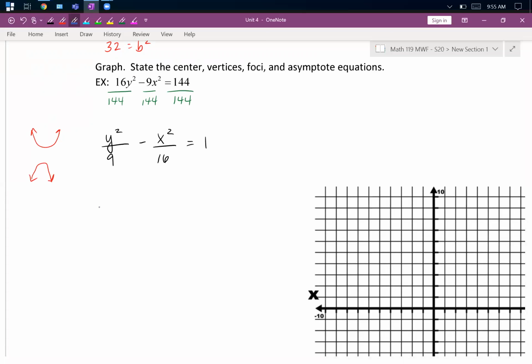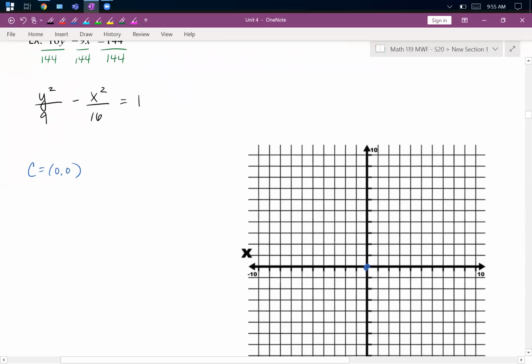Our center, since I don't see any parentheses, is going to be the origin again. And now we want to create our rectangle. We're taking the square root of 9 to get 3. So I'm going to go 3 in the y directions. And then the square root of 16 is 4. So I'm going to go 4 in the x directions from my center. And then I'm going to create a rectangle with these 4 points.